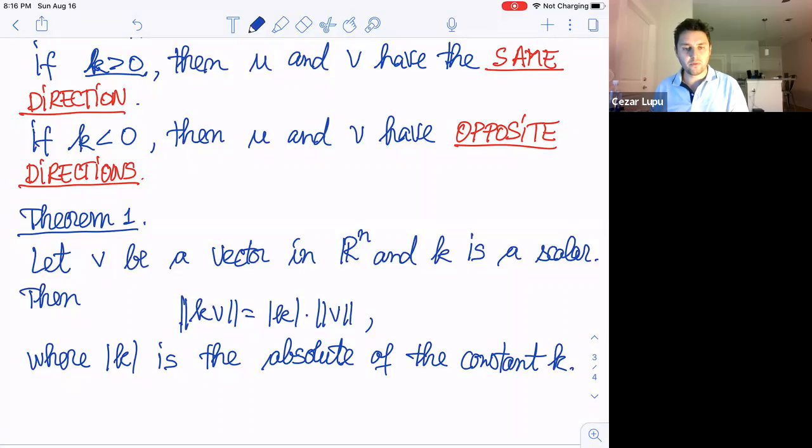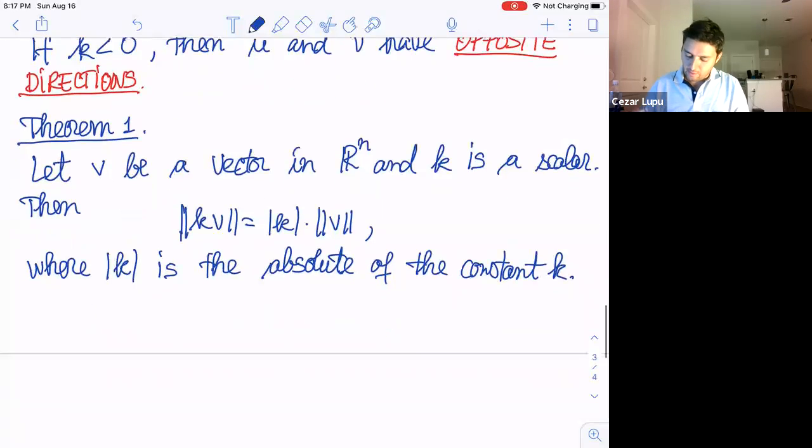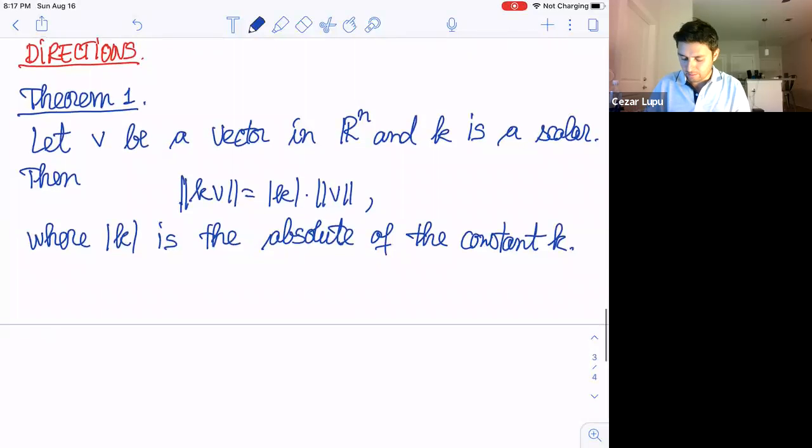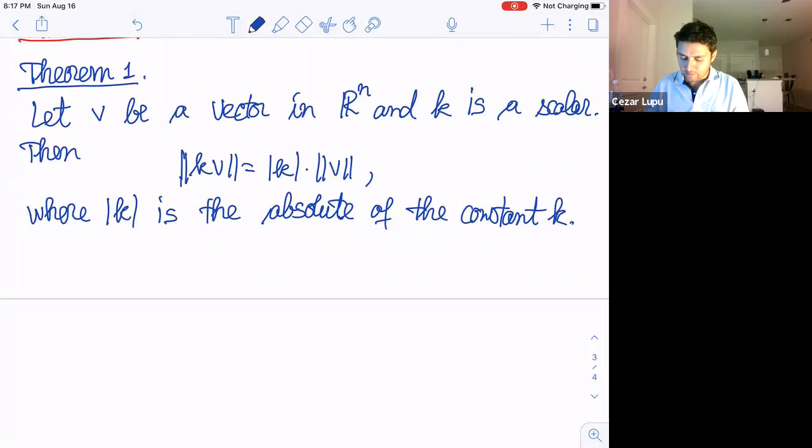It's very easy to prove. It's basically immediate. You just have to apply the definition, and then you will see that the vector kv will have components kv1, kv2, kvn. You'll square them, you'll take the square root, and guess what? You'll derive exactly the formula. Okay, the next theorem, but this is very good to know. The next theorem says the following.